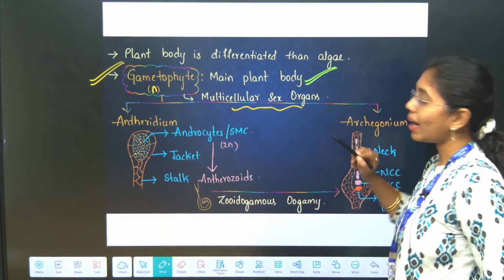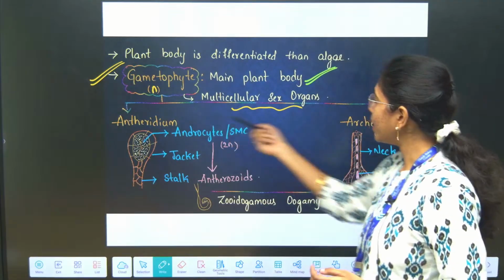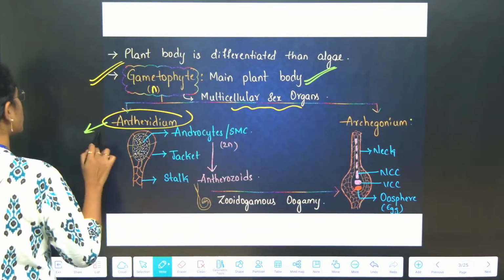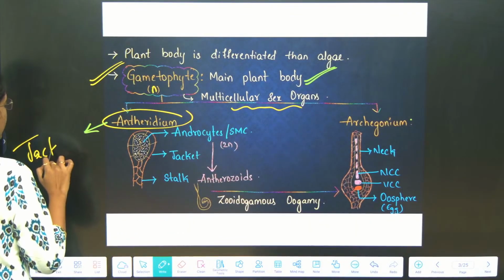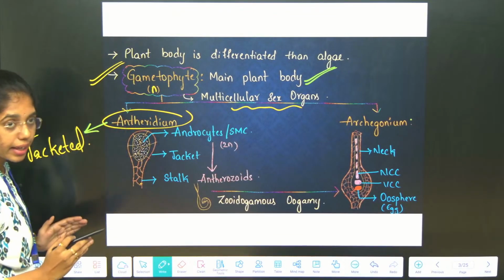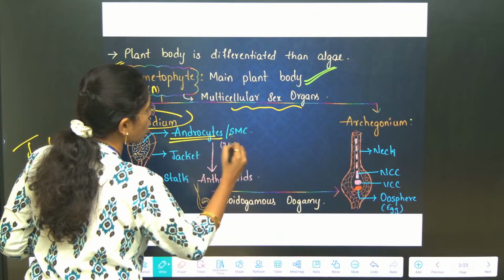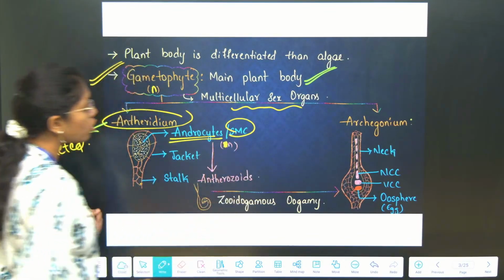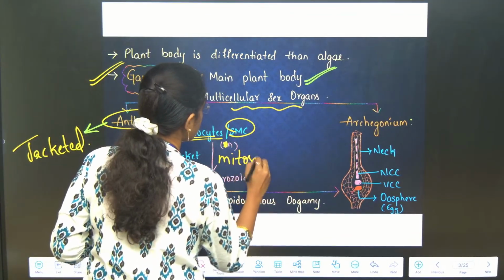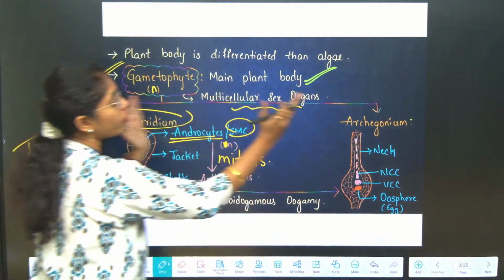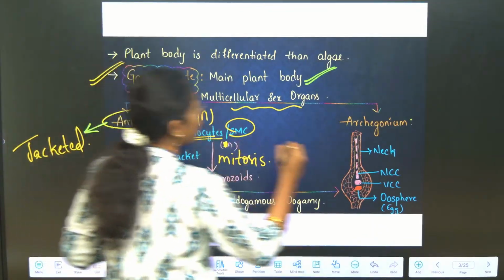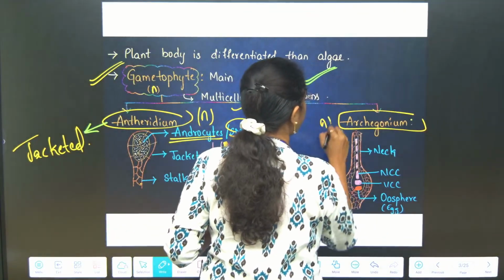They exhibit multicellular sex organs, antheridium and archegonium. Antheridium is multicellular and it is jacketed. Inside antheridium, you have androcytes or sperm mother cells. Androcytes undergo mitotic division, mitosis. These are the gametophytic structures, right? Gametophyte is haploid. Antheridium is haploid here. Archegonium is also haploid. Remember that.